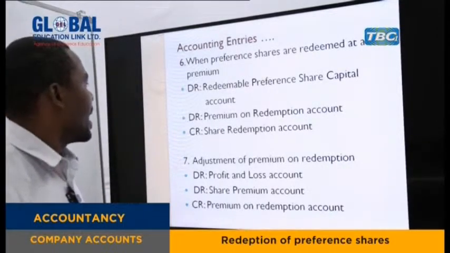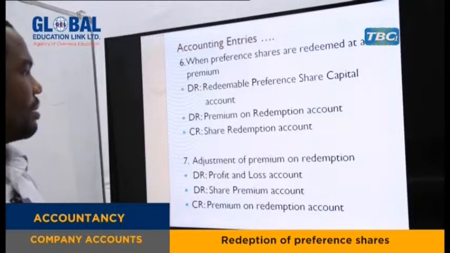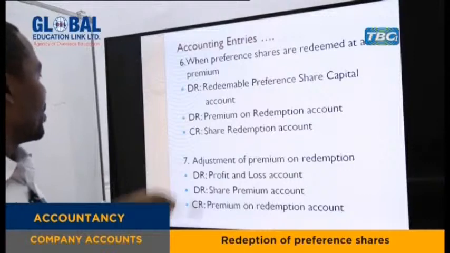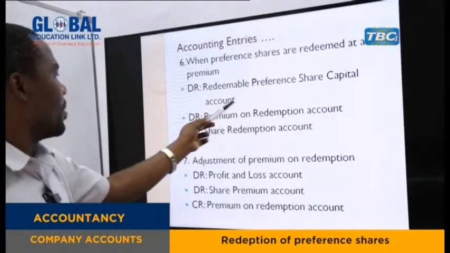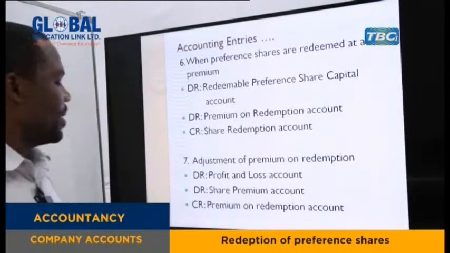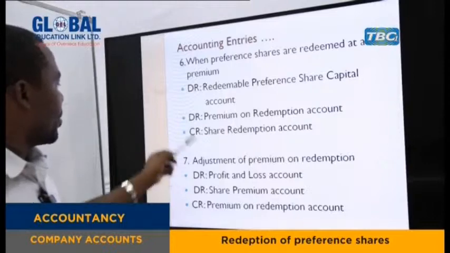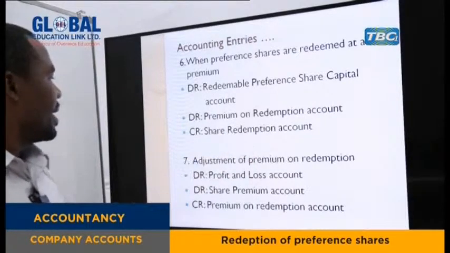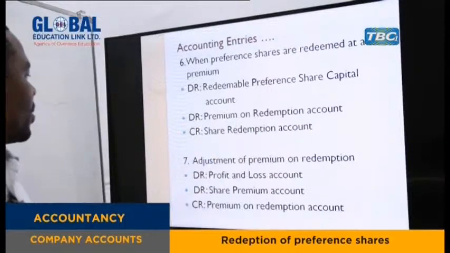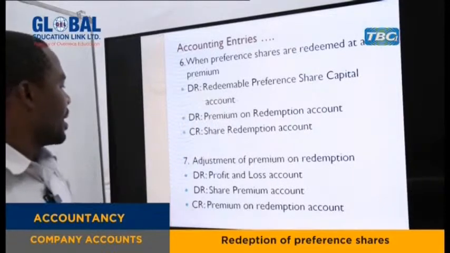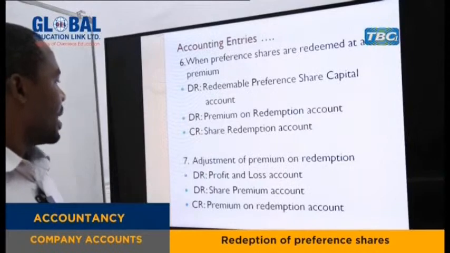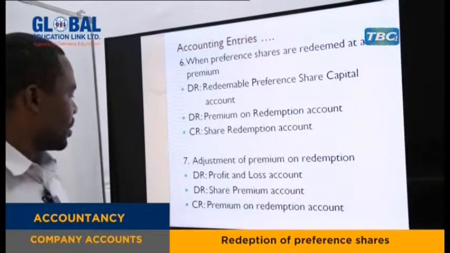What if these shares are redeemed at a premium? If we redeem at a premium, that means we pay more than the nominal value. Then we debit the redeemable preference share capital with the total nominal value. And of course, this premium on redemption will be an expenditure to the company. So we debit this and we credit share redemption account, or sometimes it is referred to as the preference shareholders account, for payment. And then once we pay, we debit the share redemption account and we credit bank account. We are going to see it later.